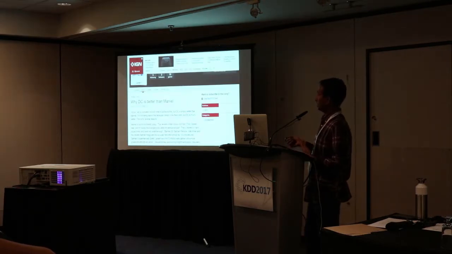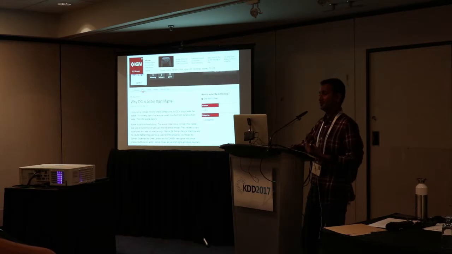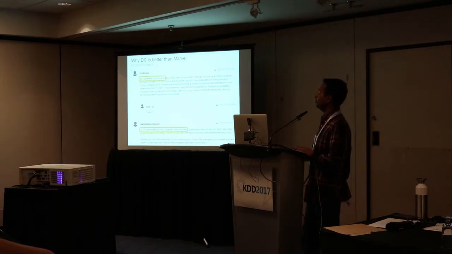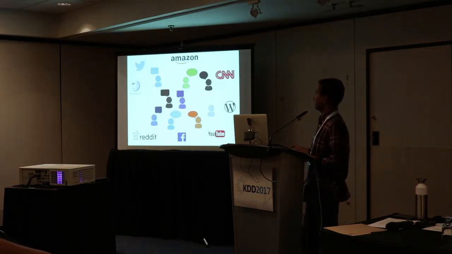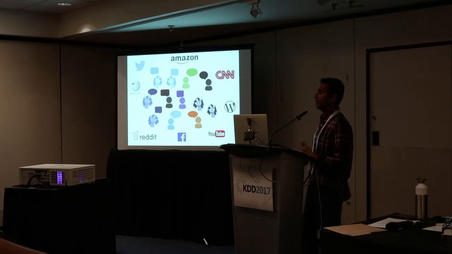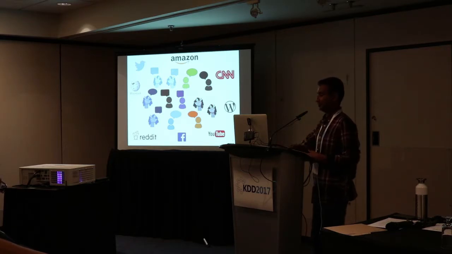For example, on one website called IGN, there's an article called why DC Comics is better than Marvel Comics. And due to discussions, you see some people saying why they agree with this article and some people saying why they disagree with it. And even though there are people discussing, some people create multiple identities or fake identities called sock puppets to turn discussions in their favor.